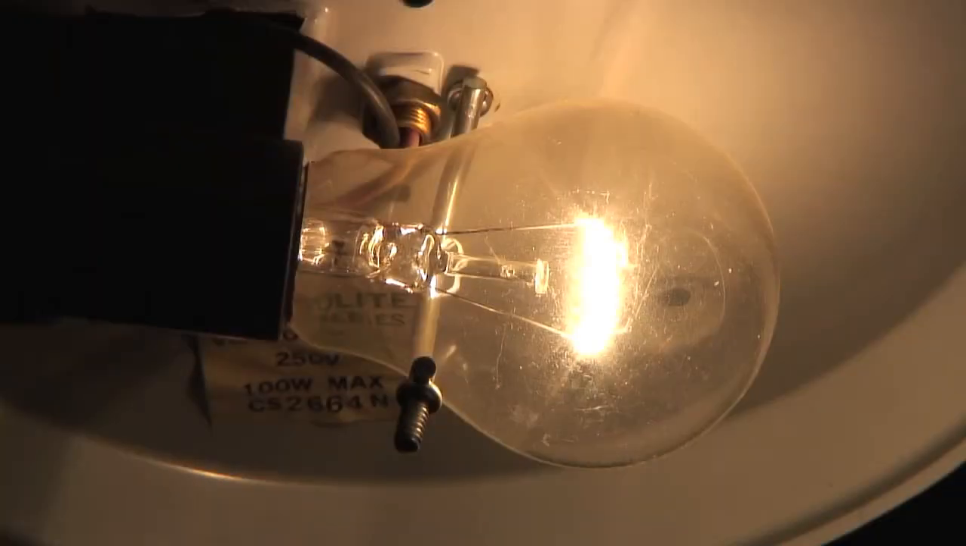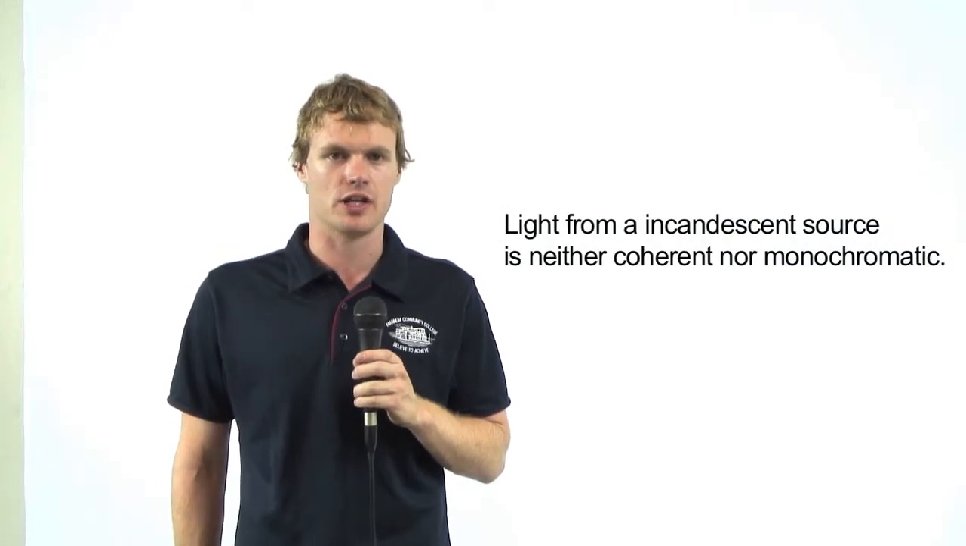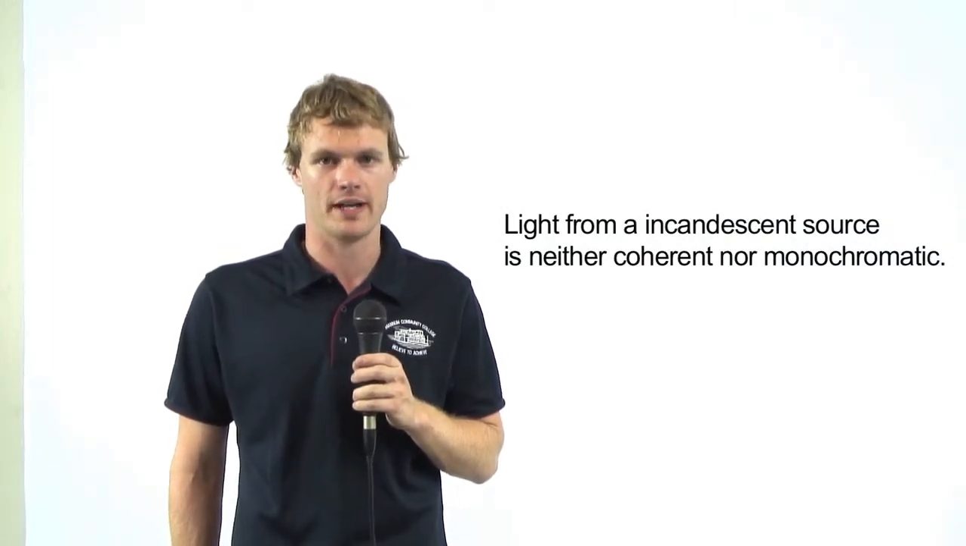So it's a solid or a liquid that when you heat it up or give it energy, it begins to show light. Another example of this is the old-fashioned light globes that you may or may not have around your house. So light from an incandescent source is neither coherent or monochromatic.